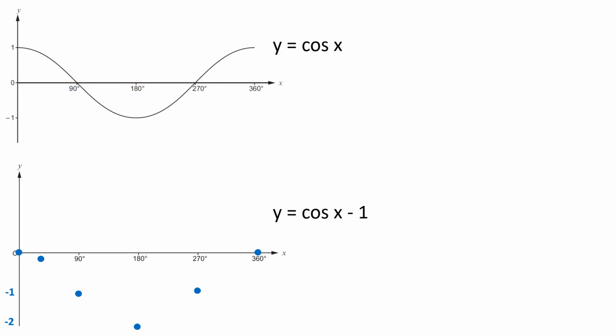Important, or as they say, mark the important points on the y-axis. We need to show that the amplitude is unchanged, but we've shifted it down, so the minimum is now at -2, the center line is now at -1, and the maximum is at 0. Again, we need to join those points with a smooth cos x-like curve, except it's been shifted down. So there we go. Job done.